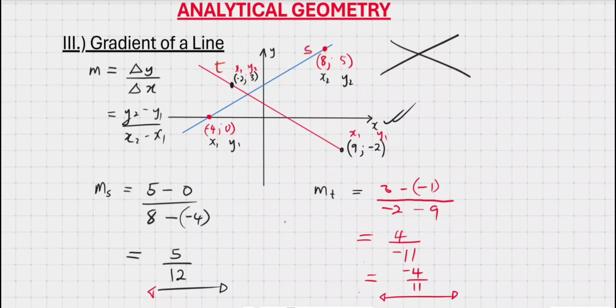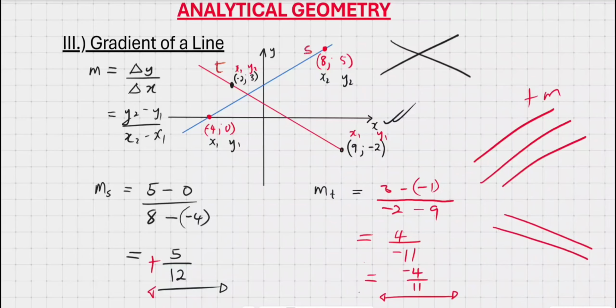If you check the gradients of these two lines, mS and mT, you can see that line S has a positive gradient and line T has a negative gradient. So what does that mean? All lines that are going this way have a positive gradient, and all lines that are like this have a negative gradient. Line T is the one that has a negative gradient, and you can see its direction, it's sloping to the left. Then the gradient of line S is positive, and it's sloping to the right.